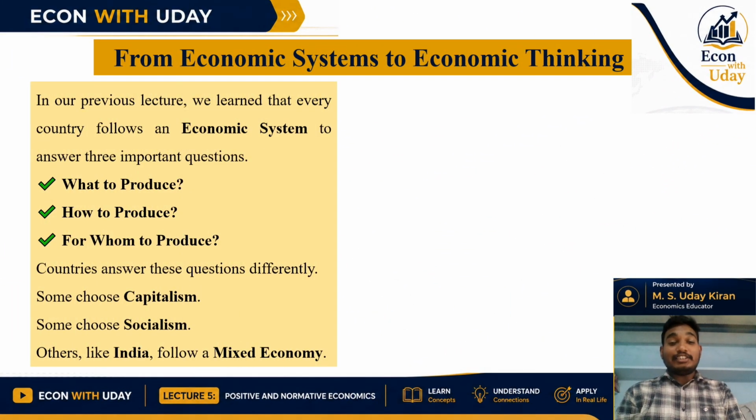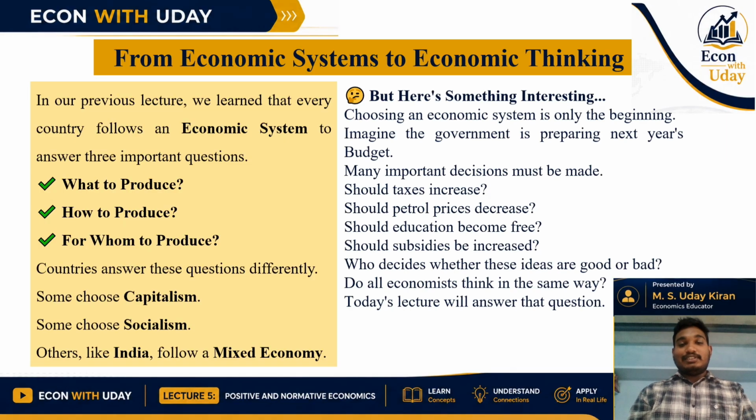In our previous lecture, we learned that every country follows an economic system that answers three major questions: what to produce, how to produce, and for whom to produce. Countries answer these questions differently. Some choose capitalism, some choose socialism, and other countries like India choose a mixed economy. And here something is interesting. Choosing an economic system is only the beginning.